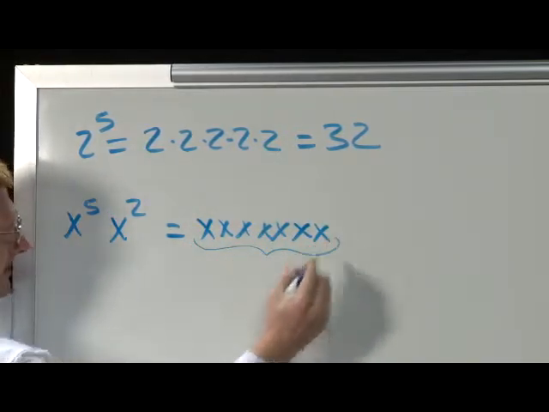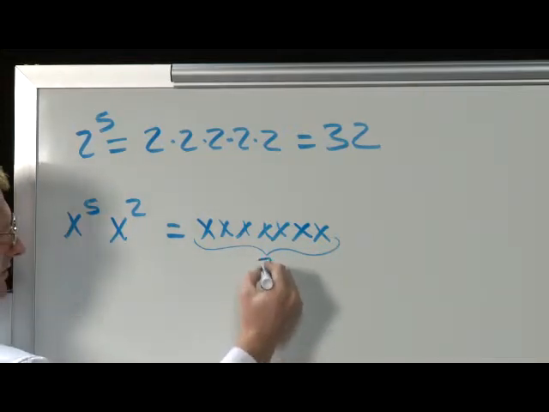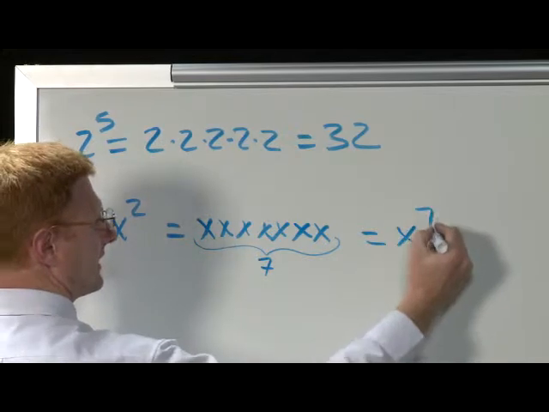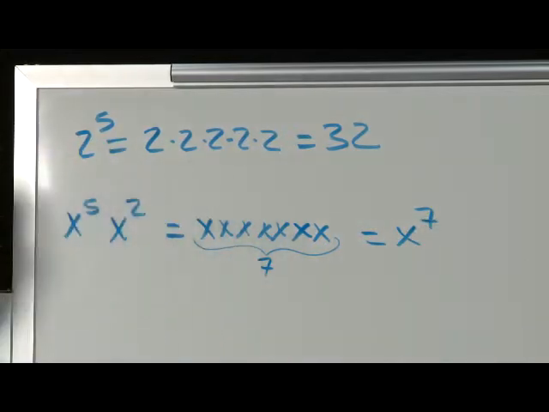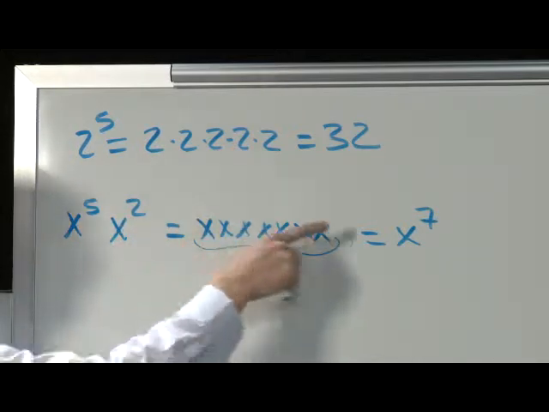How many do we have then? 1, 2, 3, 4, 5, 6, 7 of them. So we'd write that like that. We're timesing these over here, and we ended up 5 and 2 gave us it. Let's try another one.